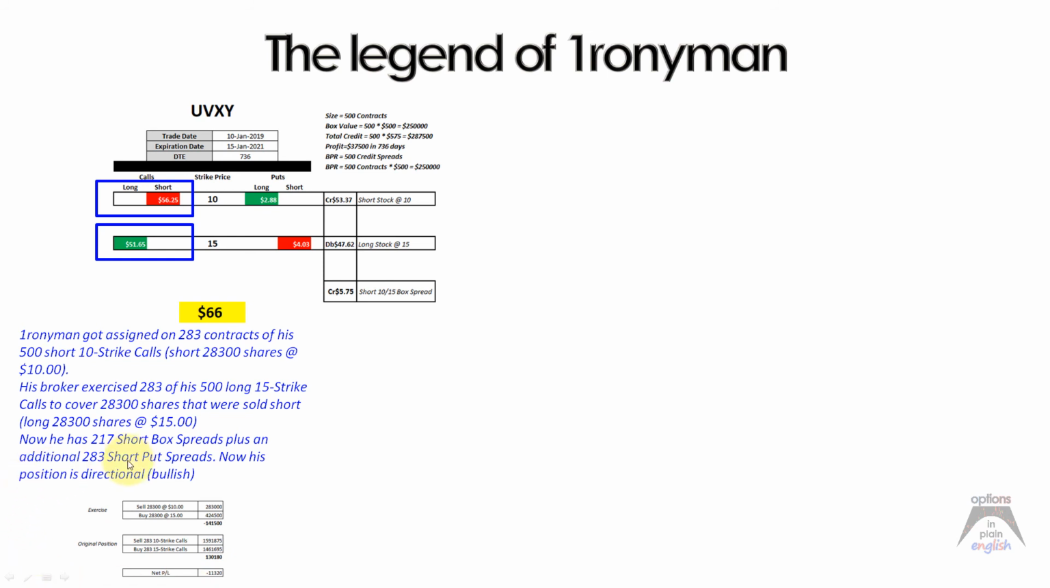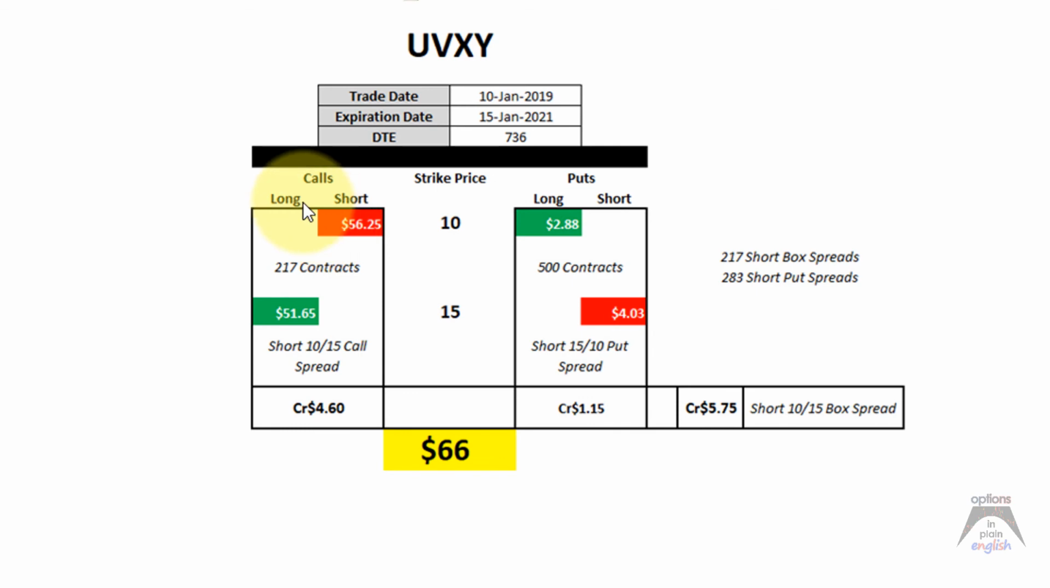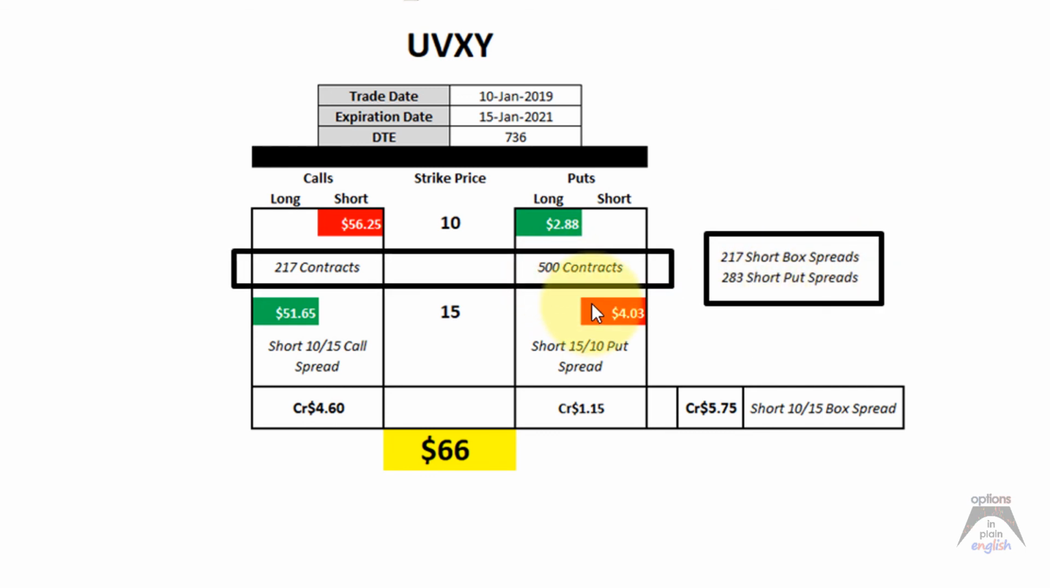The problem is that now he is directional, because 283 of those contracts are gone here. So you only have 217 here, and you have 500 over here. So you have 217 boxes and 283 additional short put spreads. You're way directional, so now you're exposed to the market. You're no longer delta neutral. Now the price of the underlying really matters. On the call side, we have 217 contracts because 283 are gone, and on the put side, we have all 500. So we have 217 short box spreads instead of 500, and 283 additional short put spreads. So now this position is bullish.